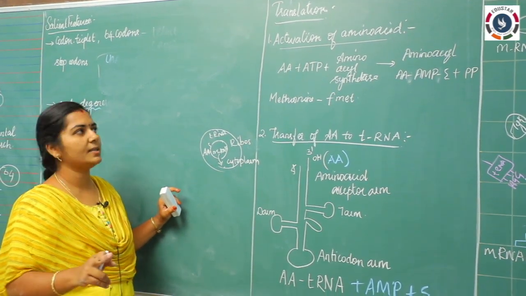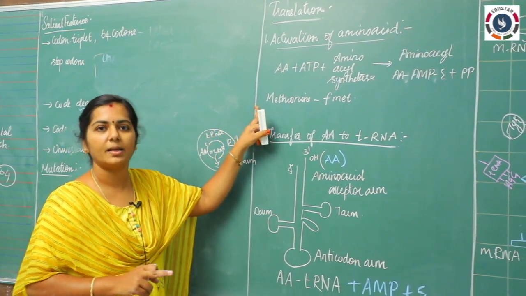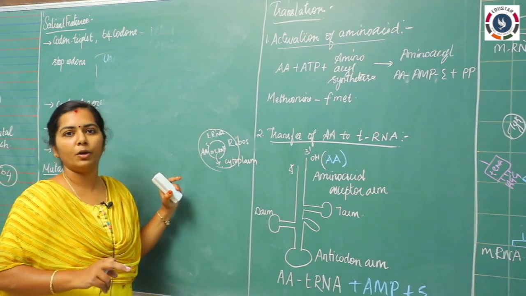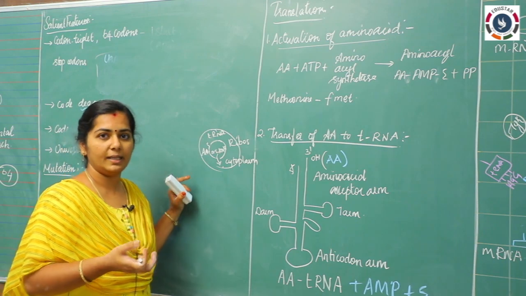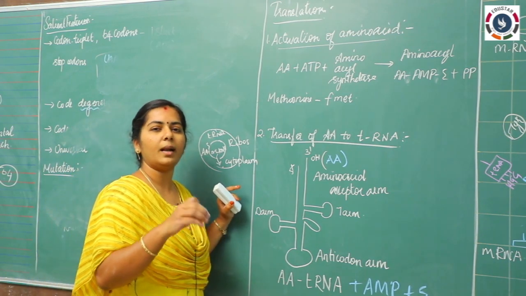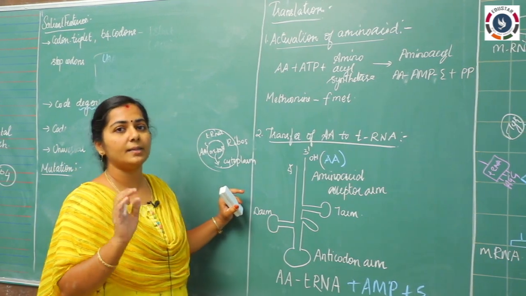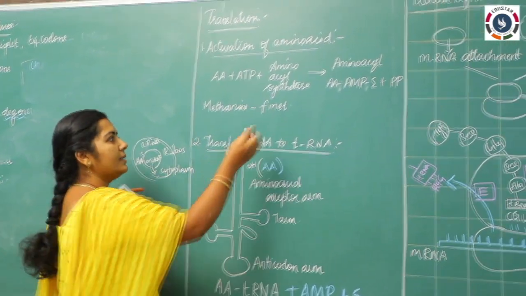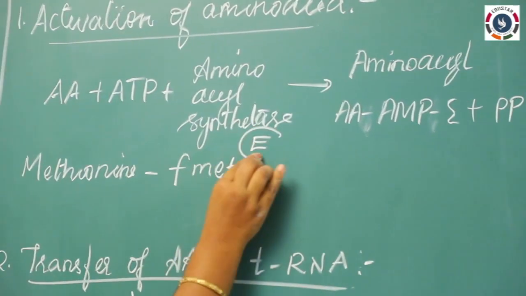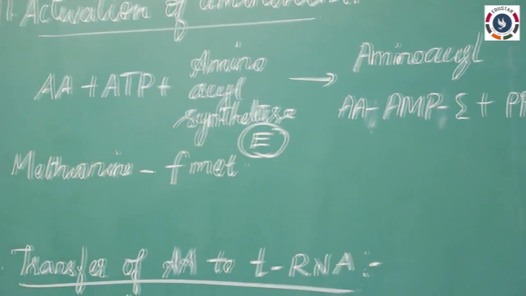That is the first step, activation of amino acids. For the activation of amino acids, we need ATP molecules. The energy is needed for the activation of amino acids, and a particular enzyme is needed. That enzyme is the aminoacyl synthetase. We can simply say it as E. This E represents aminoacyl synthetase.